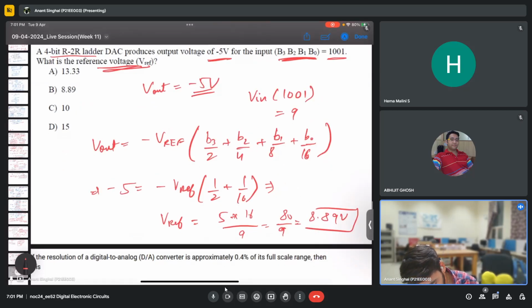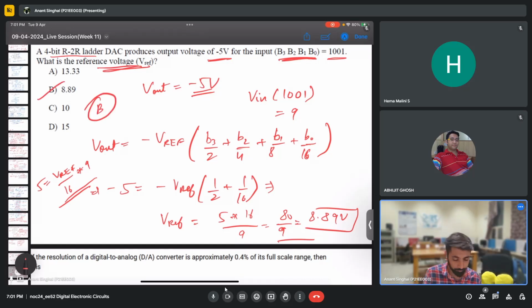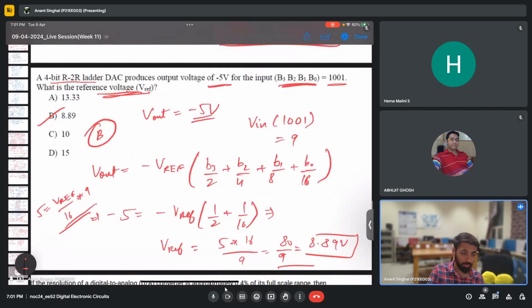Or we can directly calculate using that V out is VREF by 2 raised to n, that is 16, times V in, that is 9. So from here also you will get 80 by 9, I guess. That will be 8.89. So option B is the correct answer. So I hope it is clear. Shall we proceed?